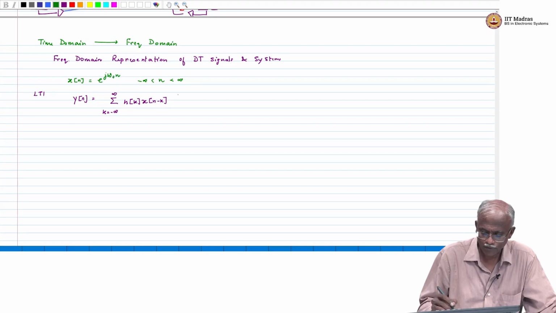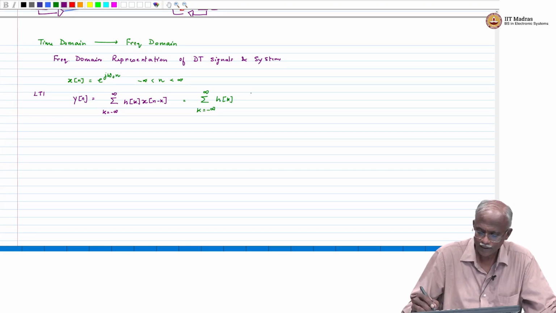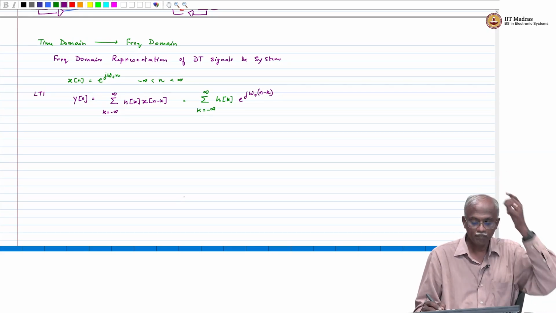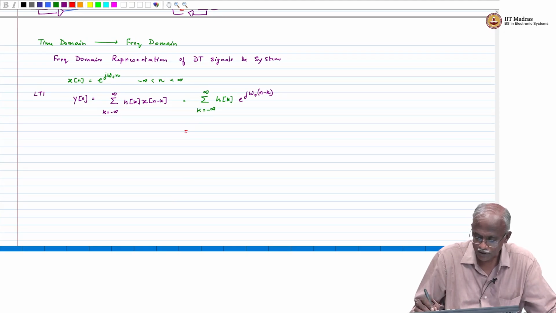Substitute for x of n. This is summation k equal to minus infinity to infinity, h of k e power j omega naught (n minus k). Okay? And one more step: e power j omega naught n does not depend on k, so you can bring it outside the summation. This is e power j omega naught n summation k equal to minus infinity to infinity, h of k e power minus j omega naught k.